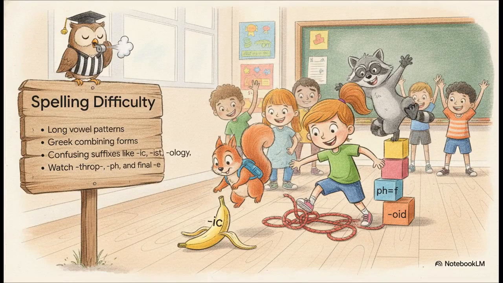So, where do spellers usually stumble here? Well, the difficulty with anthro words almost always comes from those Greek combining forms. People often trip up on spelling the throp part, or they forget that the ph makes the f sound. They also get completely tangled in long vowel patterns and those tricky suffixes we talked about, like ik, ist, ology, and oid. So keep your eyes peeled for those specific traps.